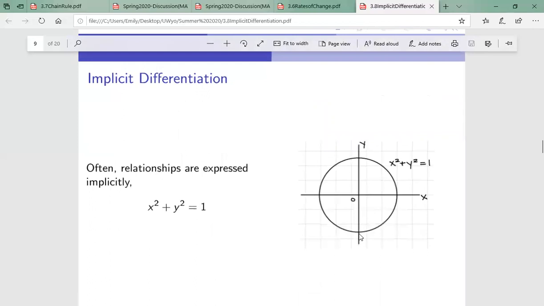But often relationships are expressed implicitly. This means that though I have a y and I might be able to solve for it, that's not how my function is given to me. So think x squared plus y squared equals 1. This is the equation that describes the unit circle with radius equals 1. So I could solve for my y term, but y is mixed up here. It's added together with x squared. My y term is squared, and it equals some value 1.